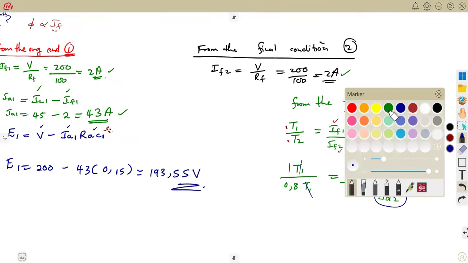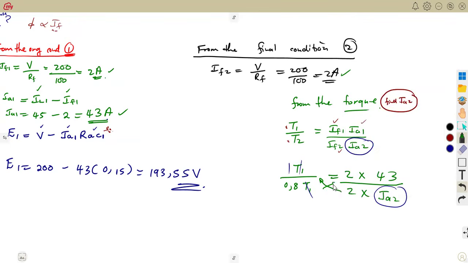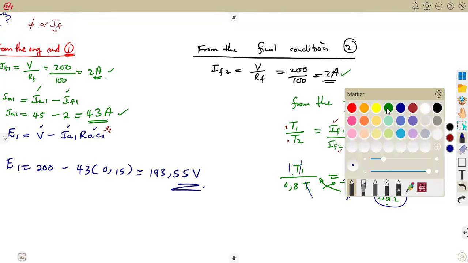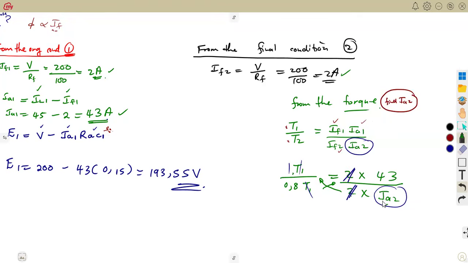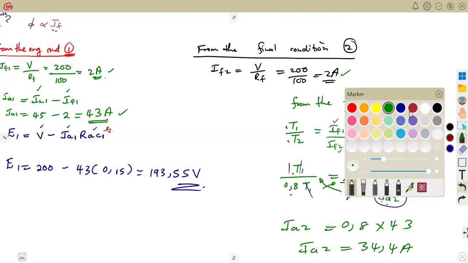So you can even cross multiply to find this. That's 1 times 2 times the armature current. Or you can even cancel because these two are the same, as we can see before you do the cross multiplication. Cancel this. Then you can cross multiply. 1 times this is going to be armature current 2, 0.8 times 43. So that was going to give us the armature current 2 that we need, which was going to be 34.4 amps.